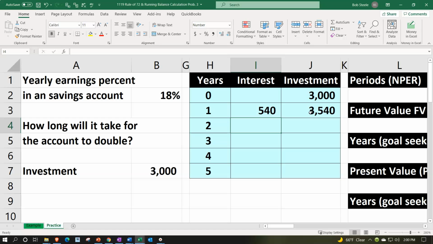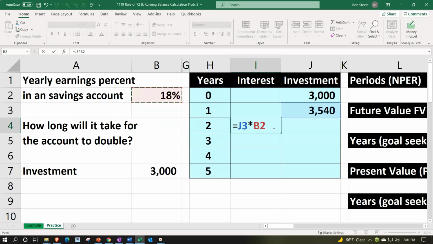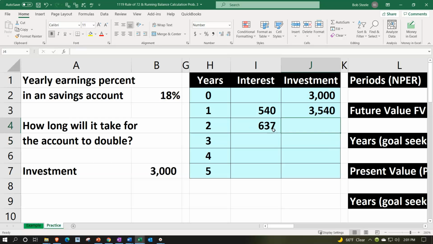Let's do it again. Now we've got a new balance of the 3,540 times the 18%. The interest is increasing because it's compounding. This is equals. I'm going to go right arrow and then up to J3 times. That pulls me back into this cell in I4. So when I go left, I'm coming from that cell up to the 18. So J3 times B2 and enter. Then I'm going to add these two up again. Equals, up arrow, the one above it, plus. That brings me back into this cell, left arrow, the one to the left of it, and enter.